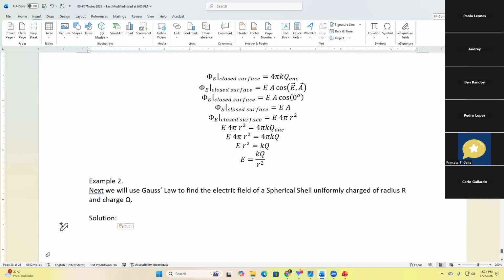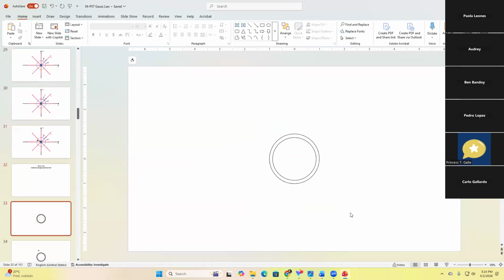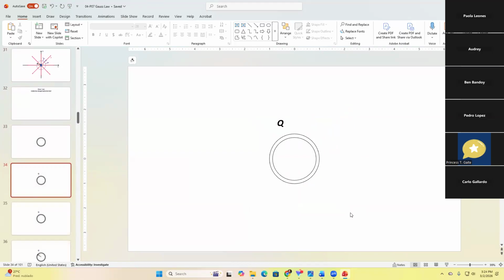To find the electric field of a uniformly charged spherical shell. See, it's a symmetric problem. Uniformly charged, and the shell has a radius r and charge q. Okay, so how do we illustrate something like that? Here's the sphere, with charge q. The sphere, let's say, is positively charged, and it has a radius r.